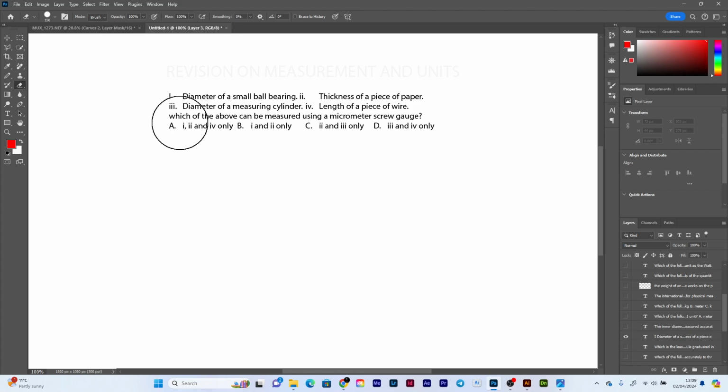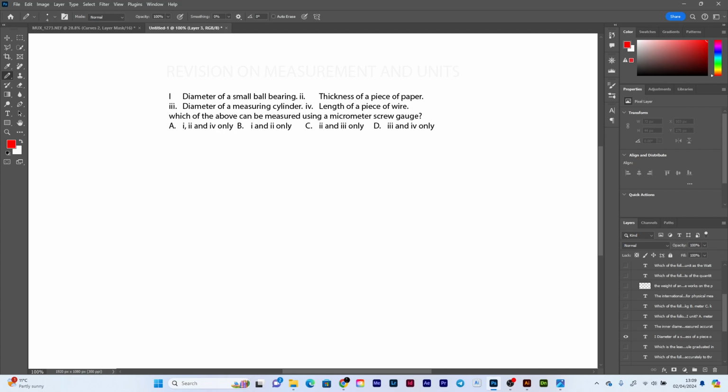So the next question here states: Roman figure 1, diameter of a small ball bearing. Roman figure 2, thickness of a piece of wire. Roman figure 3, diameter of a measuring cylinder. Roman figure 4, length of a piece of wire. Which of the above can be measured using micrometer screw gauge?